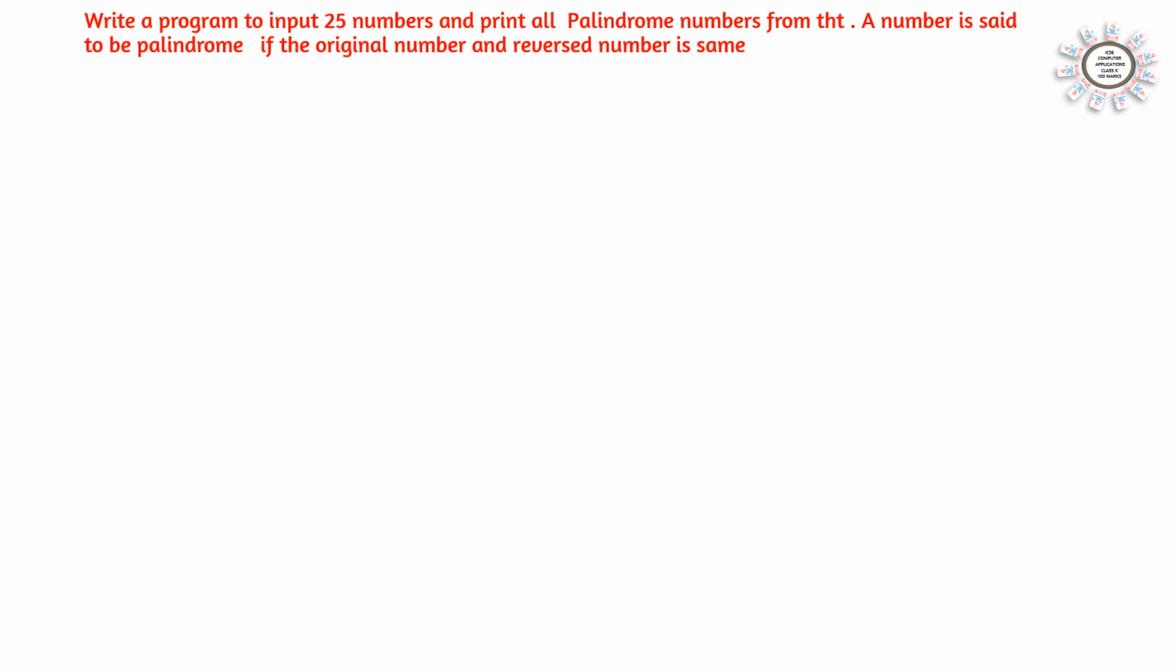A number is said to be palindrome if the original number and the reverse number is same. That means if we read from the left side and right side, the number is same. For example, 121. Both if it is same, if we read from the left side and right side. So we can check how many numbers are palindrome and then print only those numbers which are palindrome.